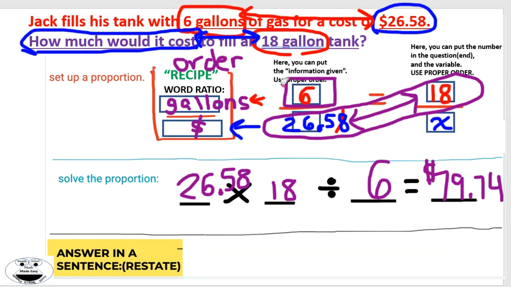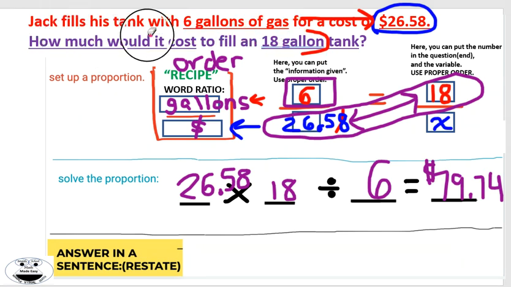So I hope this was helpful for you. I'm going to break this up into 2 separate videos because this is quite long, and in the next video I will show you how you can use the other order and still get the same answer.